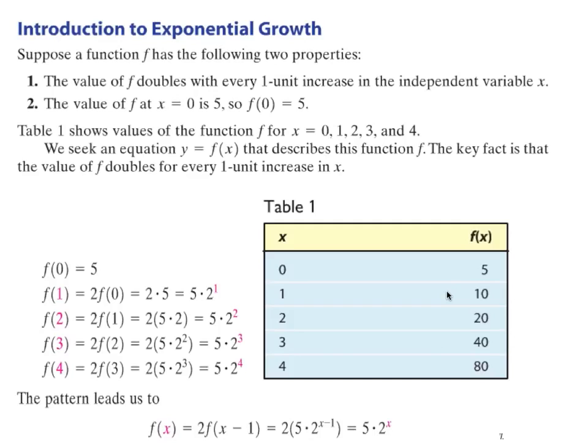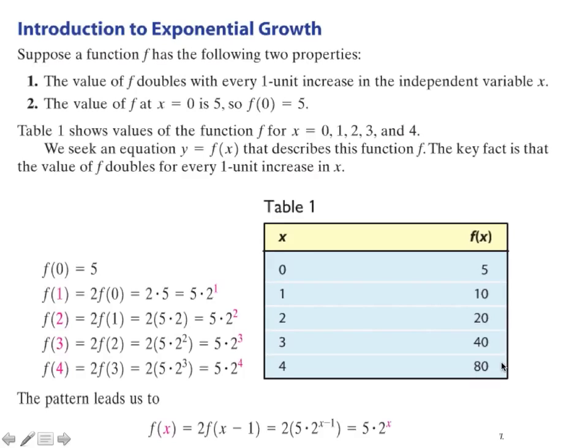Okay, so let's say we have a function f that has the following two properties. The value of f doubles with every 1 unit increase in the independent variable, and the value of f at x equals 0 is 5. So we know that f of 0 is 5. And what we have here is this table that's given 0, 1, 2, 3, 4, and then we have these values where f of x is 5, 10, 20, 40, 80. So you can see this pretty clear pattern where we're multiplying by 2 each time.